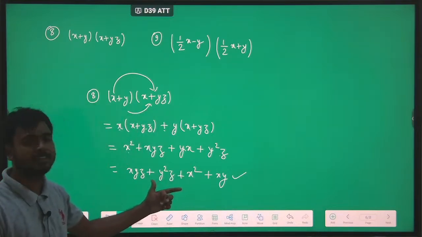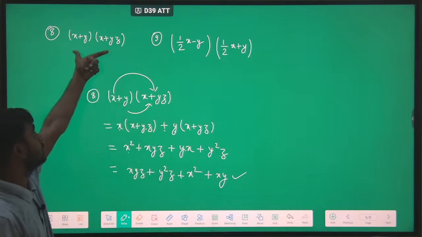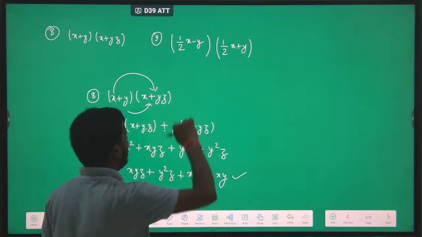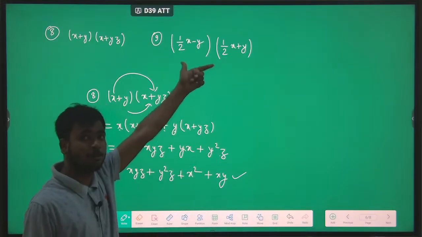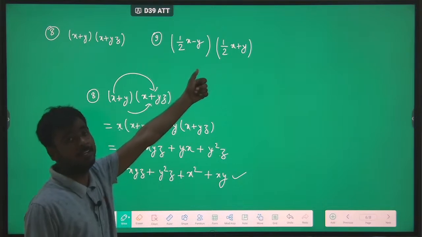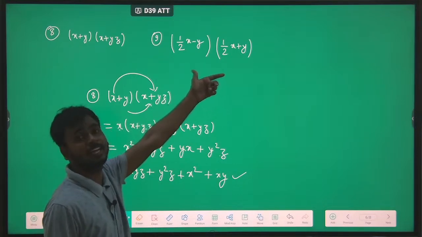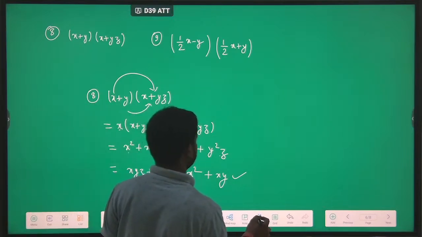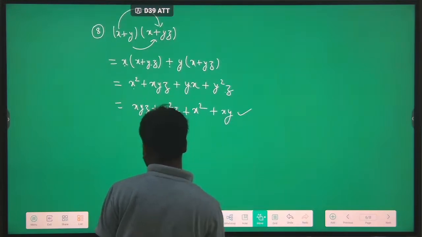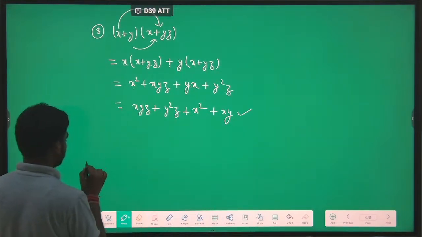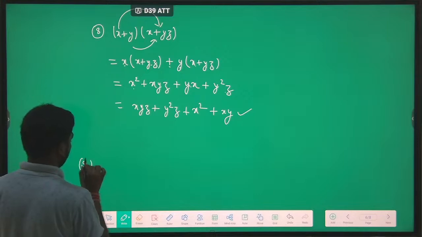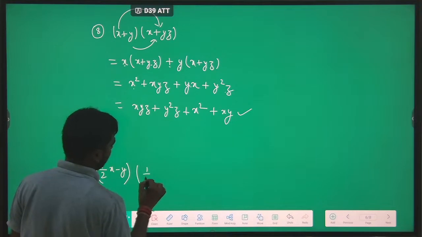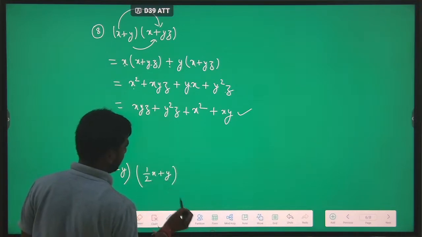Okay, are you getting it? This will be our answer for this type of question. Now we will move towards our next question, which was shown in the example. I have told you that I will do it later because it was taken in another type of question here. So what we will do? 1 by 2x minus y and 1 by 2x plus y. We have to multiply both these binomial terms. So 1 by 2x minus y is multiplied with 1 by 2x plus y.